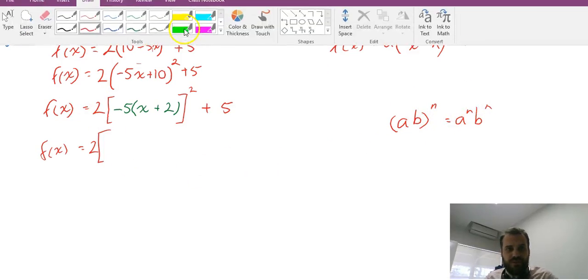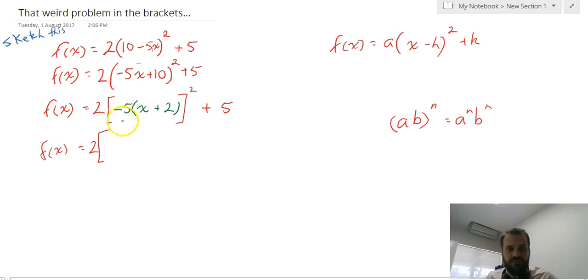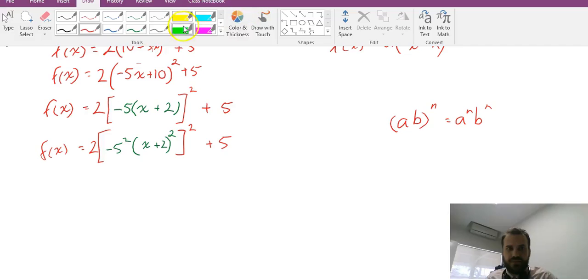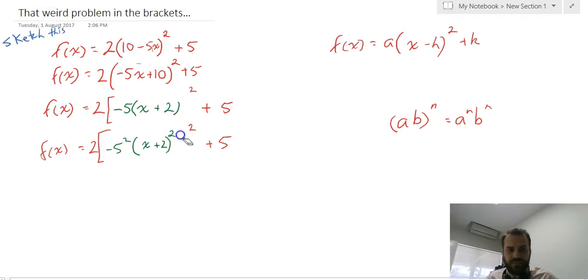Okay, so that means that for this, negative 5 times x plus 2, negative 5 is raised to that power, and x plus 2 is raised to that power. And so when I raise that to that power and raise that to that power, that actually gets rid of those brackets entirely. What we're left with is 2 times negative 5 squared times (x plus 2) squared plus 5.